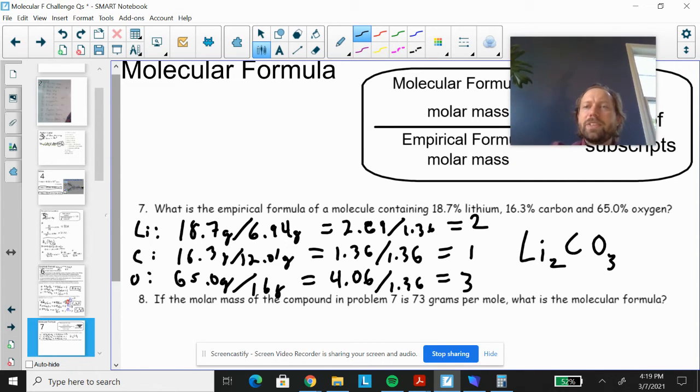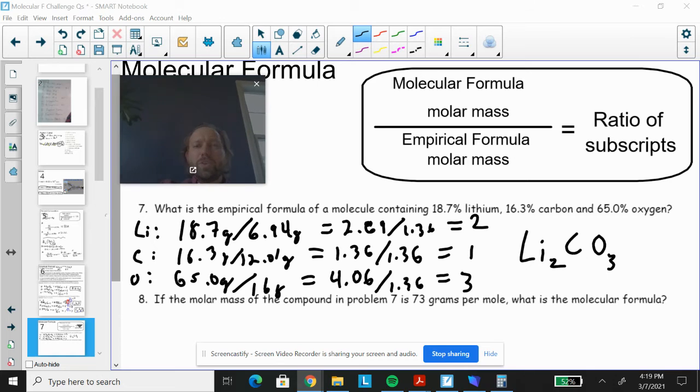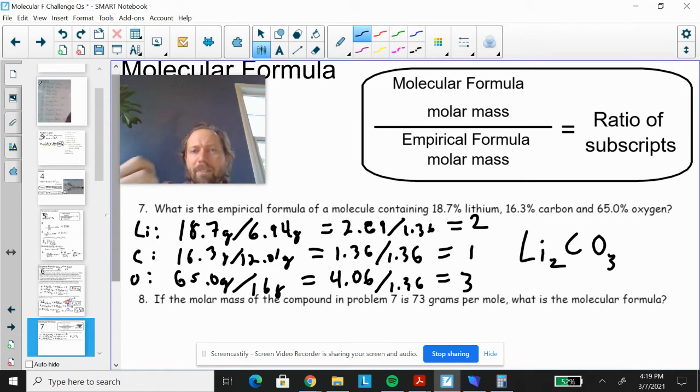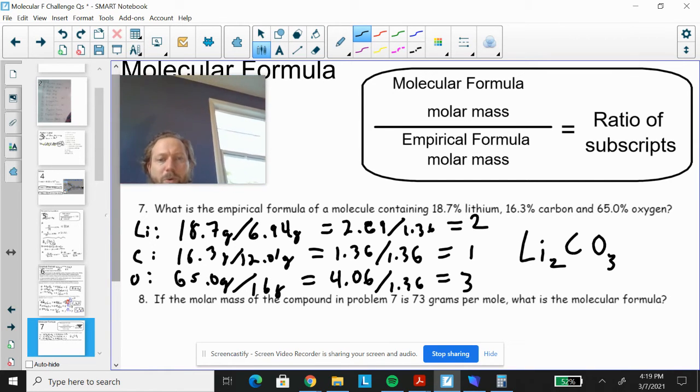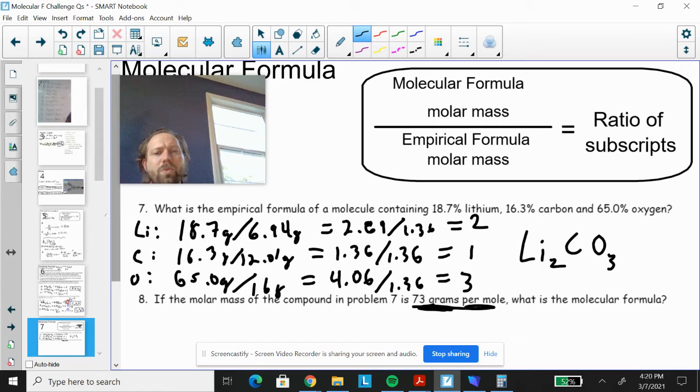All right. So now what we do is figure out the molecular formula. To do that, we need to use this calculation above. So we have the molecular formula molar mass, which is here: the molar mass of the compound is 63 grams per mole. That's what the molar mass is for the molecular formula.